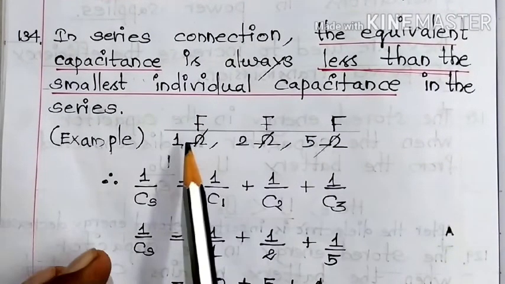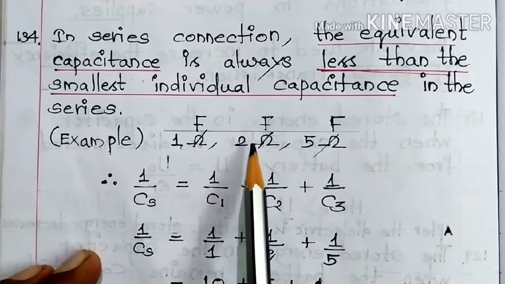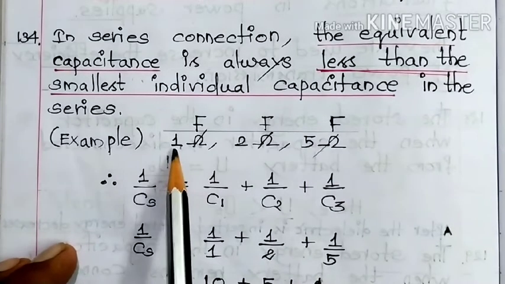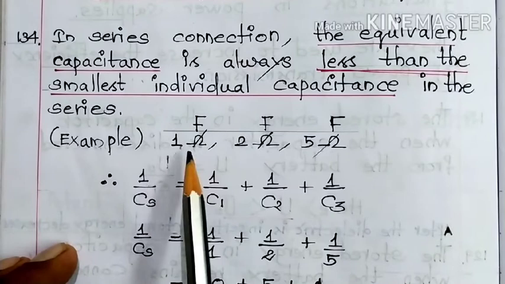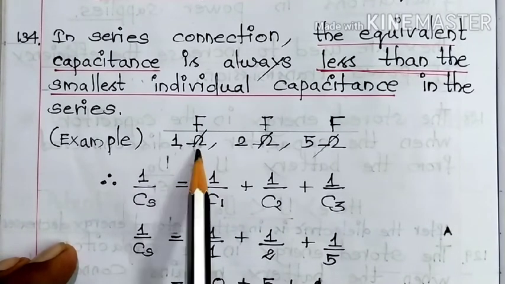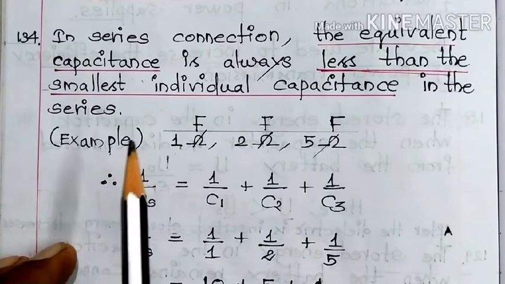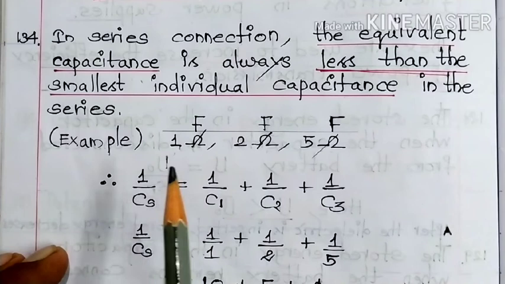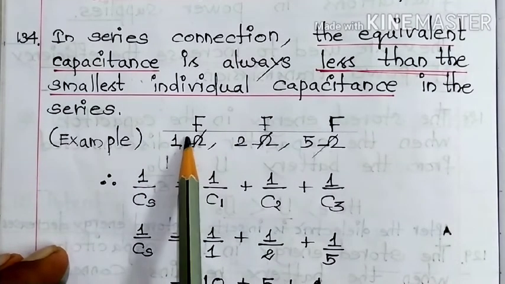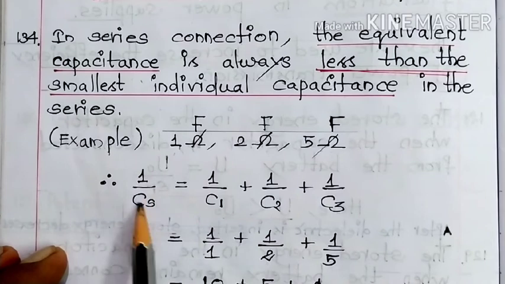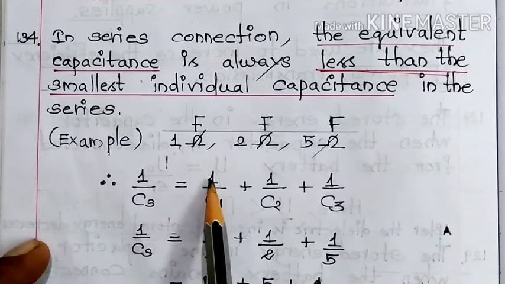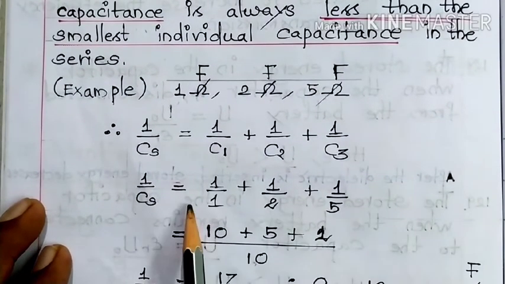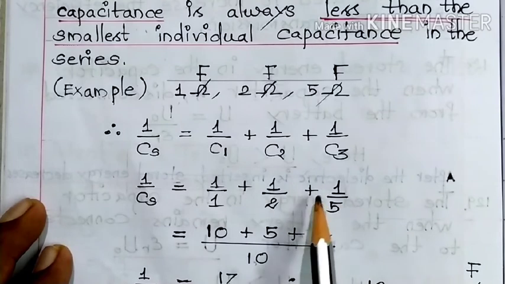Now, let us consider three capacitors with capacitances 1 farad, 2 farad and 5 farad. Among these, this 1 farad is the least, I mean the smallest capacitance. So, in series connection, the equivalent capacitance should be less than this smallest capacitance. Now, let us see how it comes. So, what is the formula? 1 by C_s is equal to 1 by C1 plus 1 by C2 plus 1 by C3. 1 by C_s is equal to 1 by 1 plus 1 by 2 plus 1 by 5.